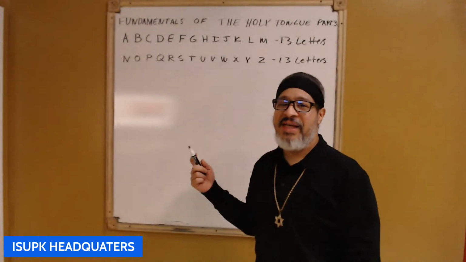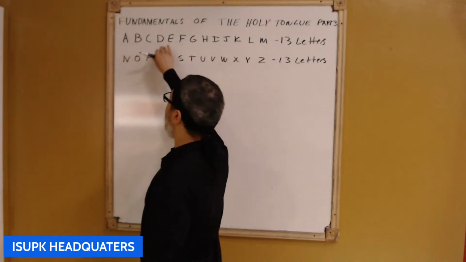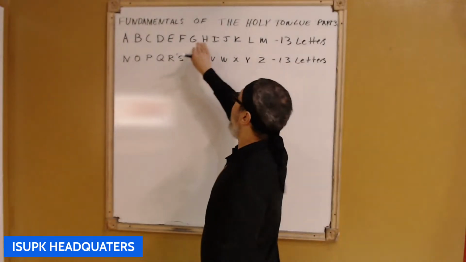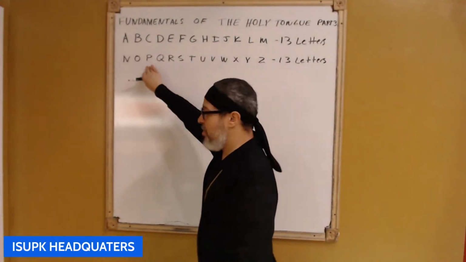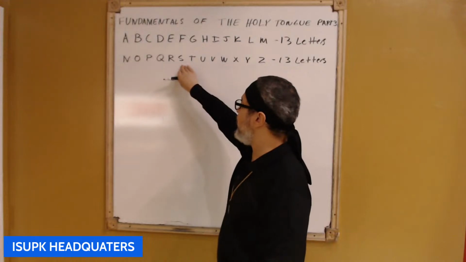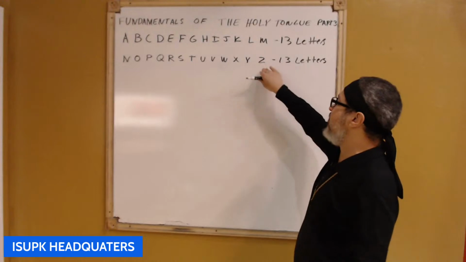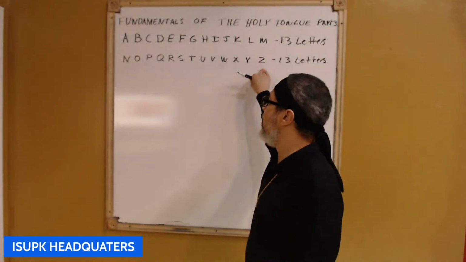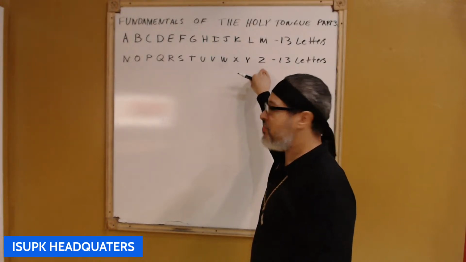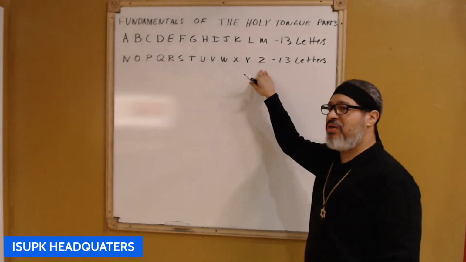As a child, I remember singing this as a song. The song went like this: A, B, C, D, E, F, G, H, I, J, K, L, M, N, O, P, Q, R, S, T, U, V, W, X, Y, and Z. That was a song we were taught as a way to memorize this. And the most important part is just learning the sound of what we just said.